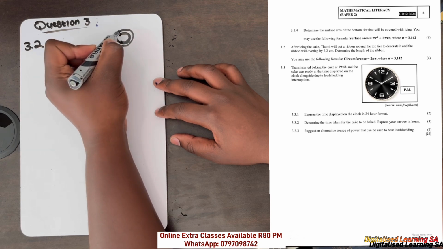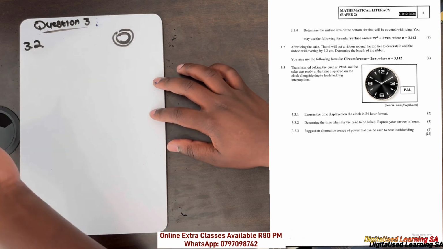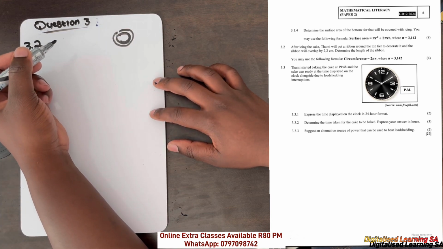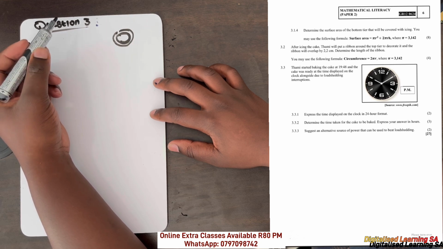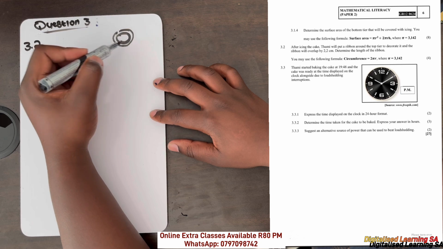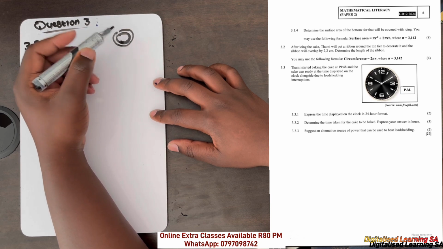So it is the total distance around our cake, so we can use it to determine the length of the ribbon. And we are also told that the ribbon overlapped by 2.2 centimeters.